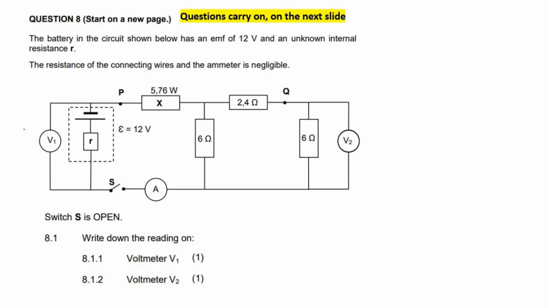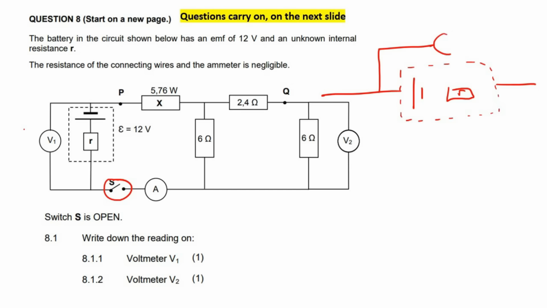So it says write down the reading on V1. When nothing is flowing and you have a battery, whether it's got a resistor inside it or not, let's put a little resistor in so we can put some dotted lines here. And then you've always got a voltmeter connected across the battery, and that's always this guy here.